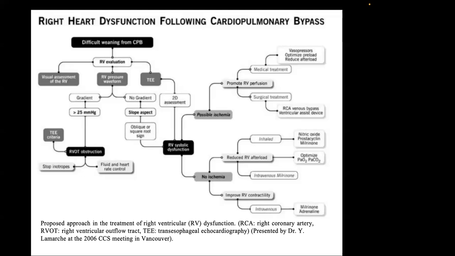Transesophageal echocardiography and 2D assessment show right ventricular systolic dysfunction. Is there possible ischemia or no ischemia? If possible ischemia, promote RV perfusion: medical treatment with vasopressor, optimize preload, reduce afterload. Surgical treatment: RCA vein bypass and ventricular assist device. If there is no ischemia, reduce the RV afterload, optimize PaO2 and PaCO2, and use inhaled nitric oxide, prostacyclin and milrinone. To improve RV contractility, use intravenous milrinone and adrenaline.